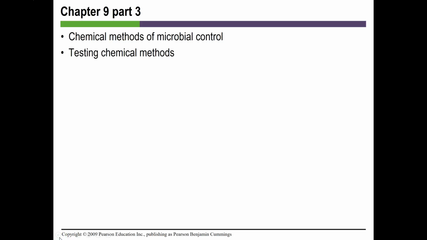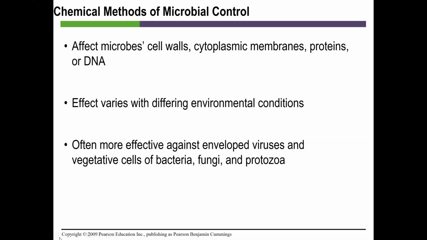Picking up with part 3 of chapter 9, we're moving out of the physical methods into some chemical methods of microbial control. There are a lot of different chemicals that are used to control microbes. They're grouped into broad categories: high, low, or intermediate effectiveness of microbial control. We'll talk about the advantages and drawbacks of each type of product.